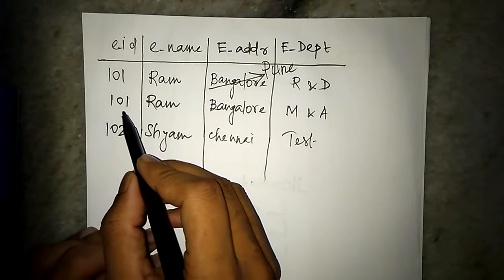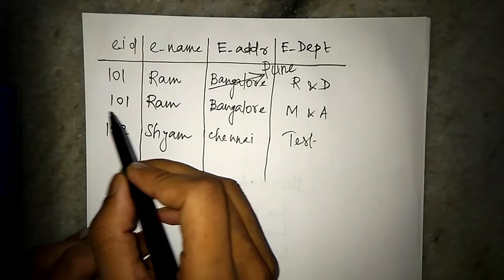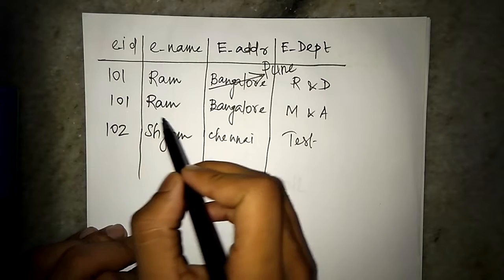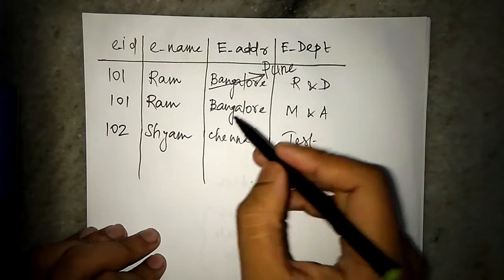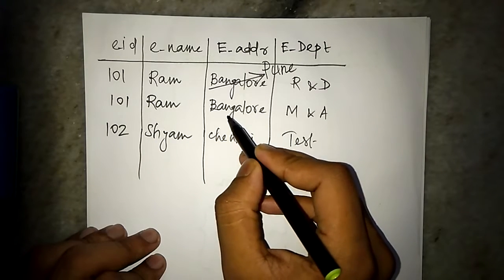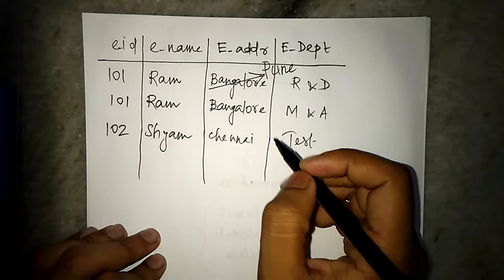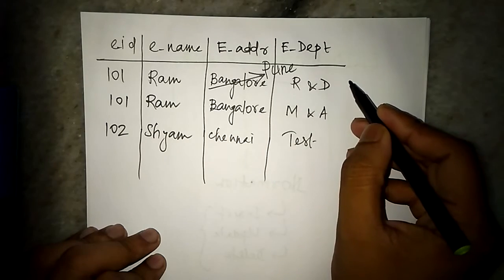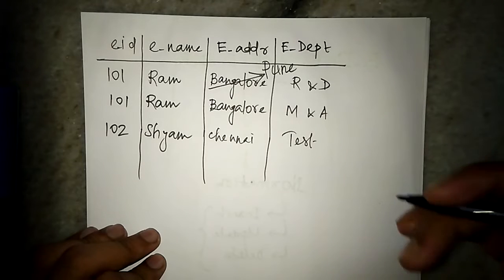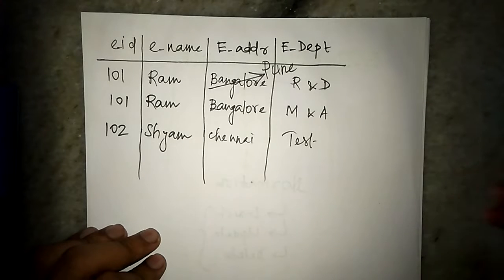You know, there is another row where you also have to update his location from Bangalore to Pune. If you do not do that, your data will be inconsistent. That is, for one employee, it will be showing two different data. That's why it is called update anomaly.